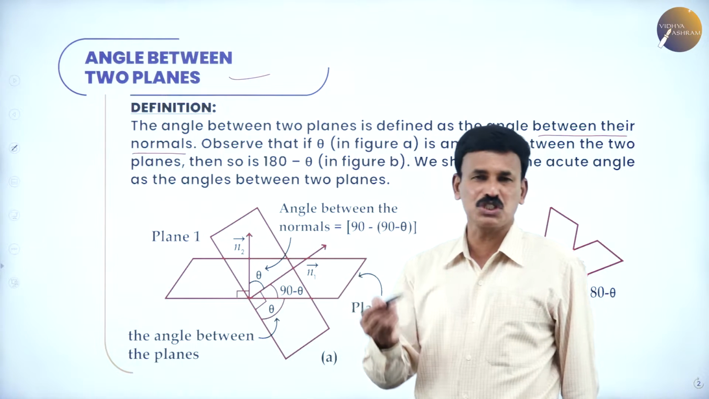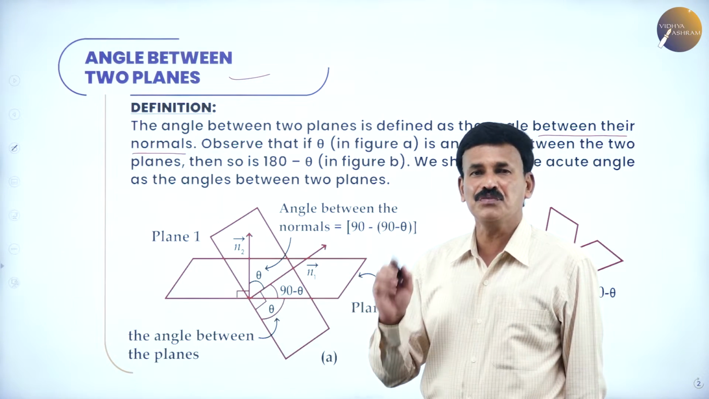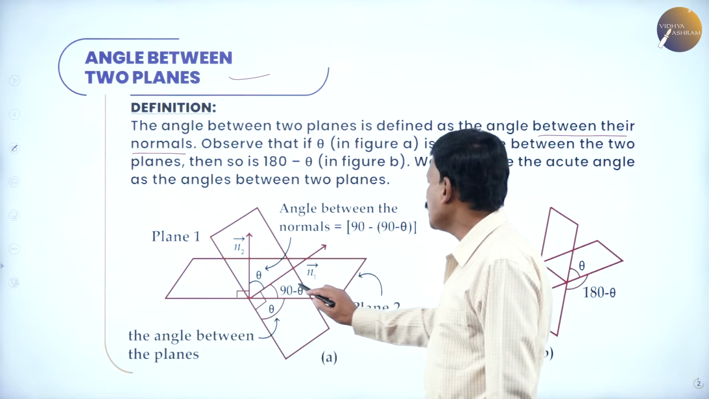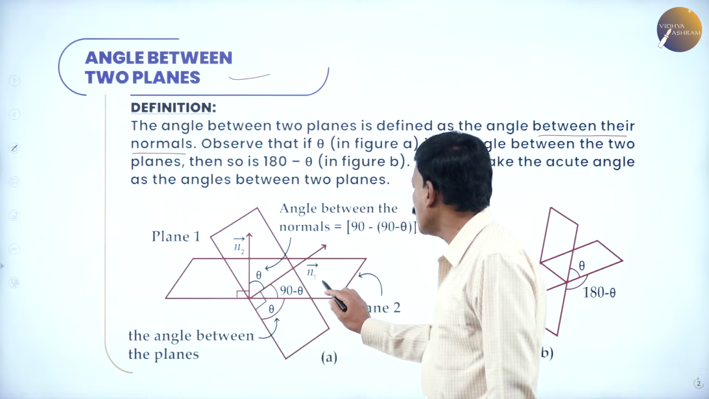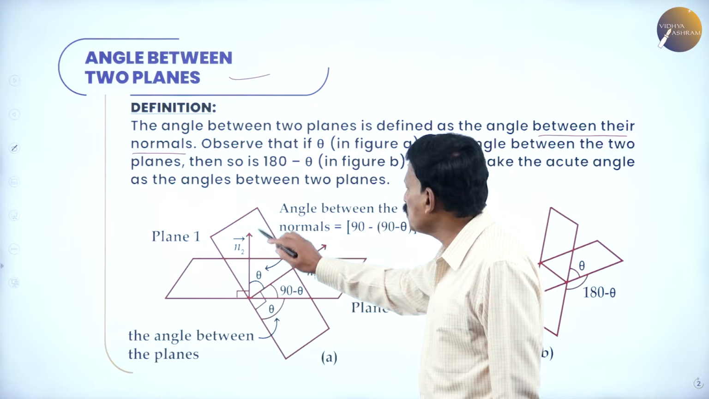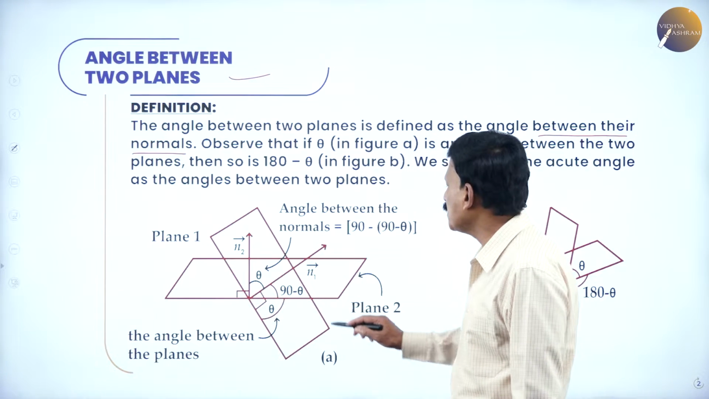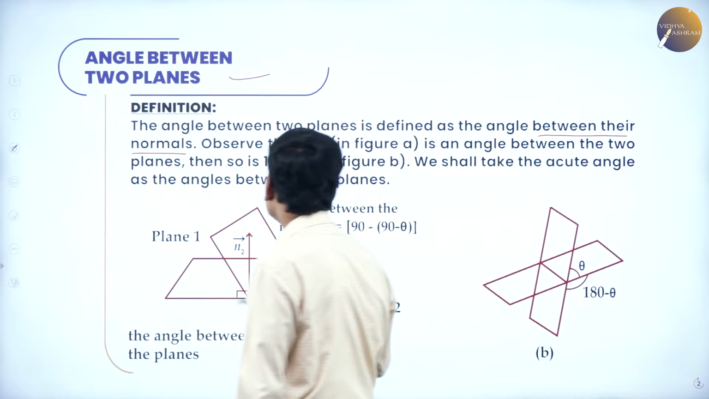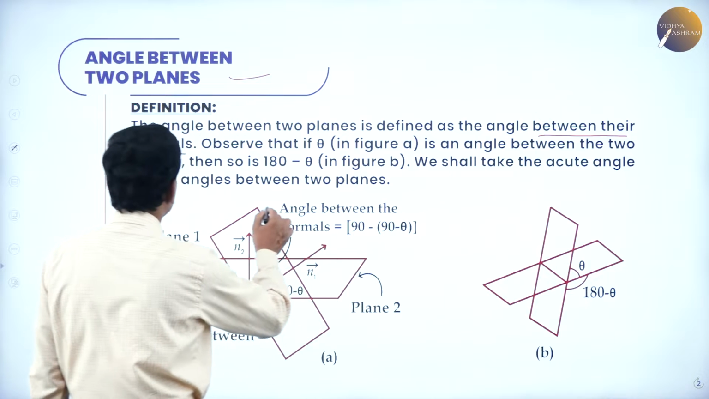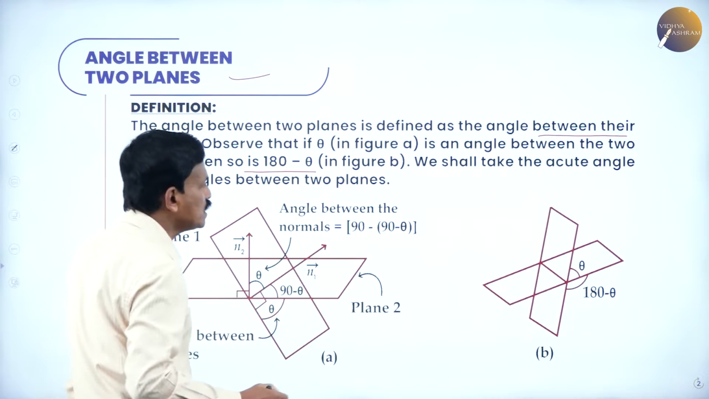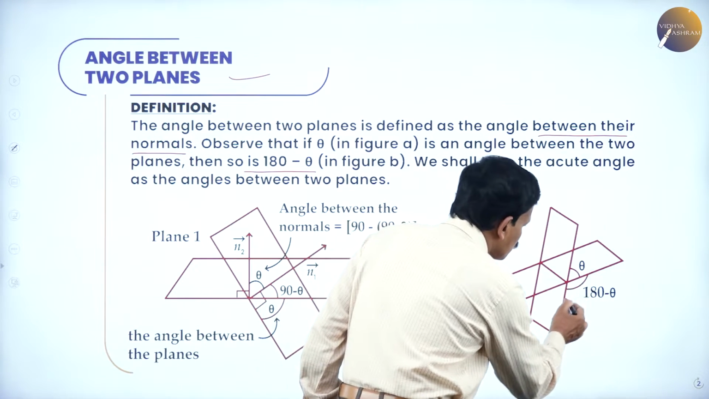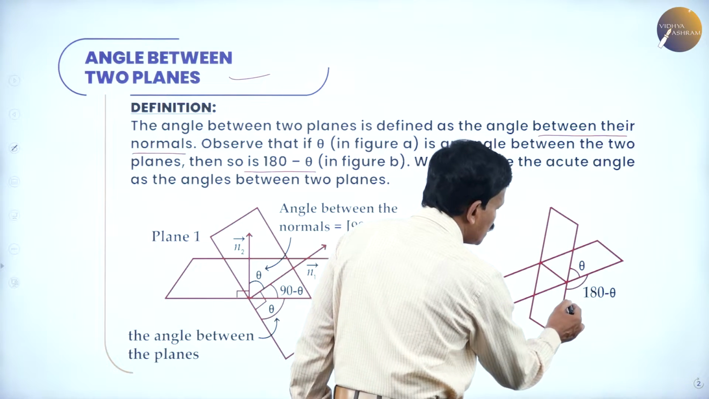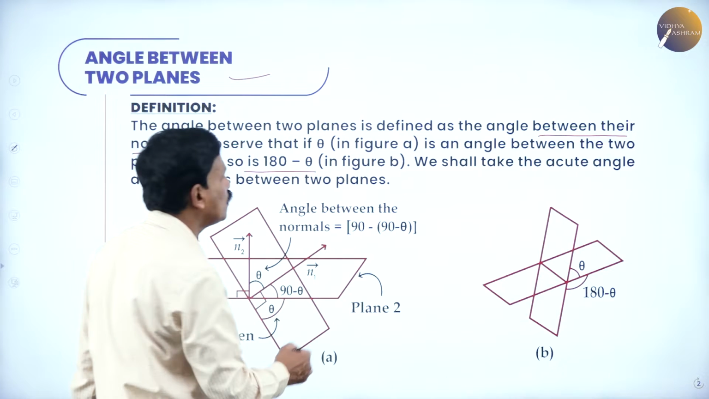Now let us consider such two planes, plane 1 and plane 2. If n1 and n2 are the normals for the first and second plane, then n1 is the normal for this plane, and n2 is the normal for the second plane, then theta is the angle of intersection between these two planes. Suppose the other angle between the two planes is 180 minus theta. If this is theta, then this part is 180 minus theta.